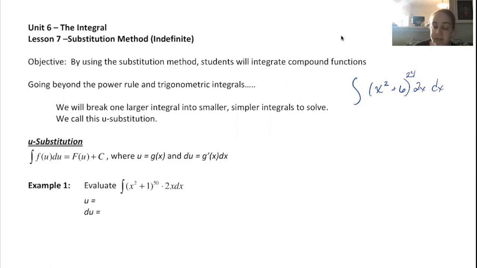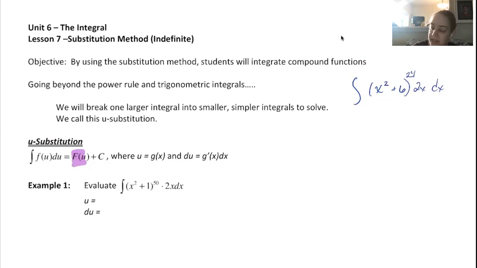So the integral of f of u du is equal to F of u plus c, where u equals g of x and du equals g prime of x dx. And I know it looks a little funny. We usually have a chuckle about this in class. F of u, it's a real thing. We use the actual notation.